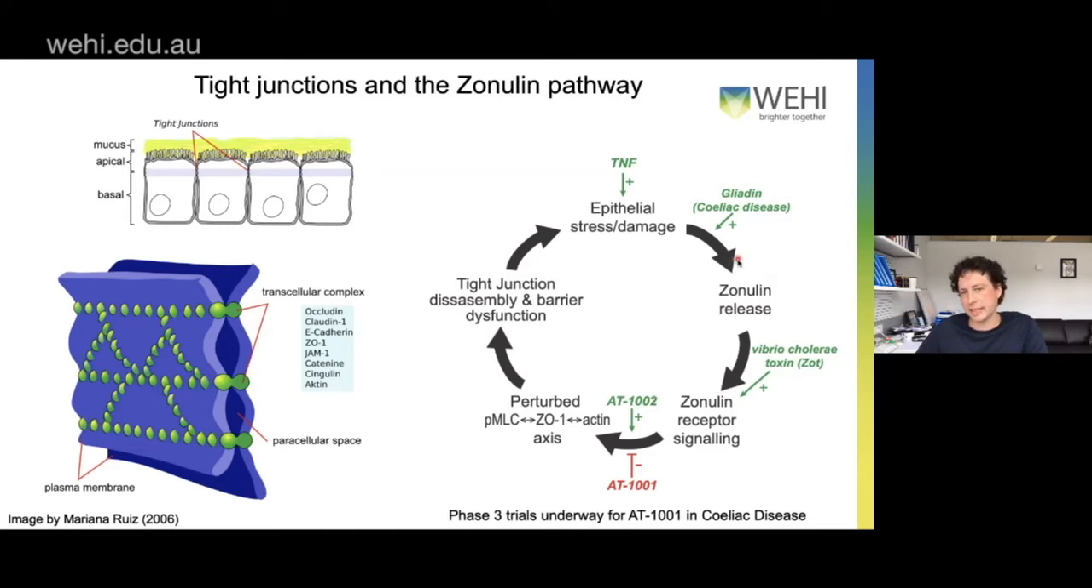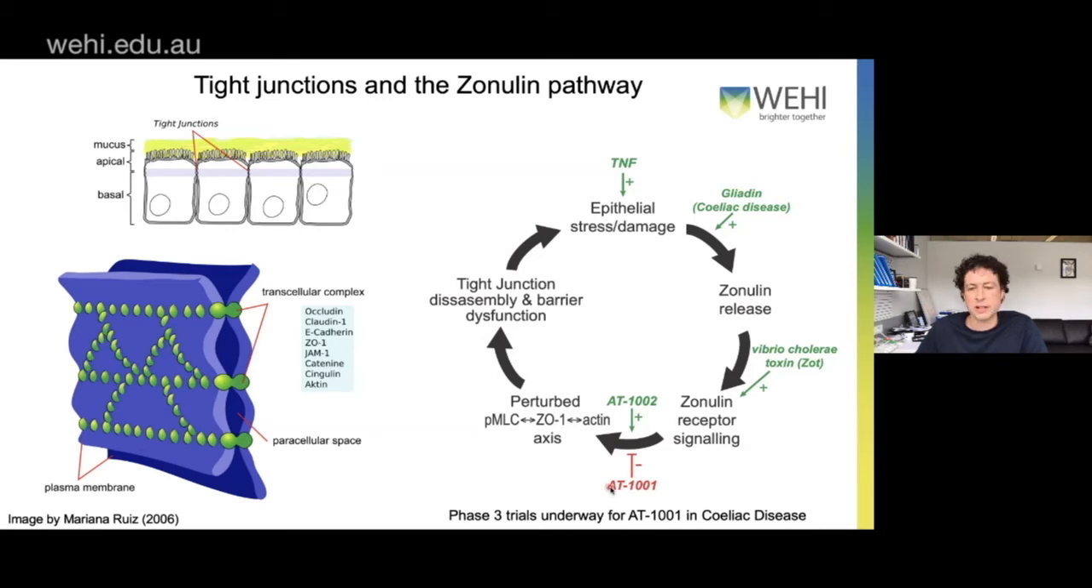This is relevant to celiac disease. So gliadin stimulates zonulin release and feeds into this pathway, but also the cholera toxin. Cholera drives this pathway, and that's been shown. And there are two cell impermeable reagents that can antagonize or agonize this pathway, and we used them to work out whether tight junctions had a functional interplay with necroptosis.